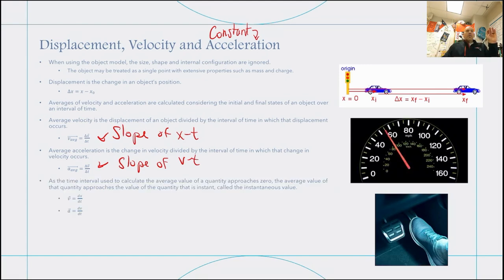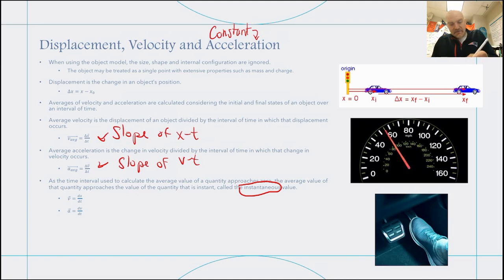Now here's where we get different. As the time interval used to calculate approaches zero, those average values become something known as instantaneous, which means at a particular moment. This is where we introduce calculus. We think of velocity as the derivative of position, and acceleration as the derivative of velocity.